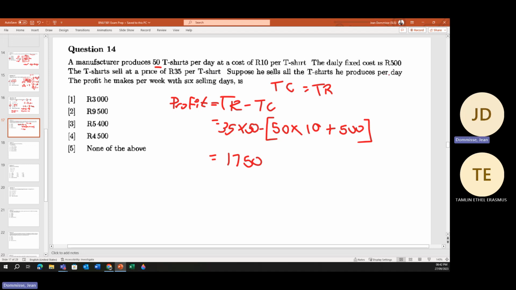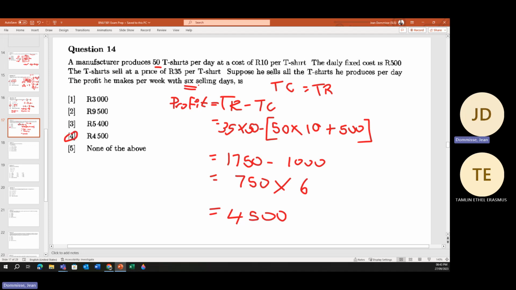Suppose you sell all the t-shirts he produces per day. Oh, okay, with 6 selling days. Okay, so that's interesting. I totally missed that one. So 50 times 10 is 500 plus 500, which is 1,000. So the profit will be 750, but then times 6. Totally missed that. Times 6, which will then give us 4,500. Okay, so which is in option 4.